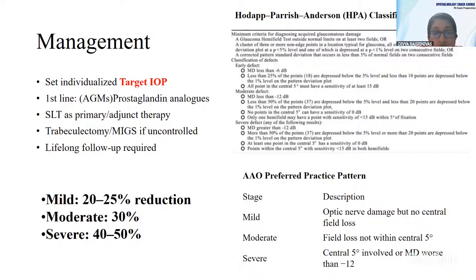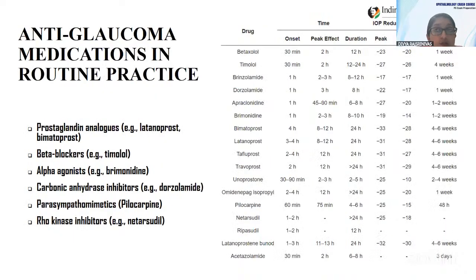Okay, so how would you classify the disease as mild, moderate, and severe? Based on various criteria like the AO criteria or the Hodapp-Parrish-Anderson classification based on visual field analysis, you can classify as mild, moderate, and severe, and based on that, you have to set a target range. So obviously, the first line of preference will be the anti-glaucoma medications, and there the prostaglandin analogs are the first drug of choice, followed by beta blockers, alpha agonists, carbonic anhydrase inhibitors, and rho kinase inhibitors.